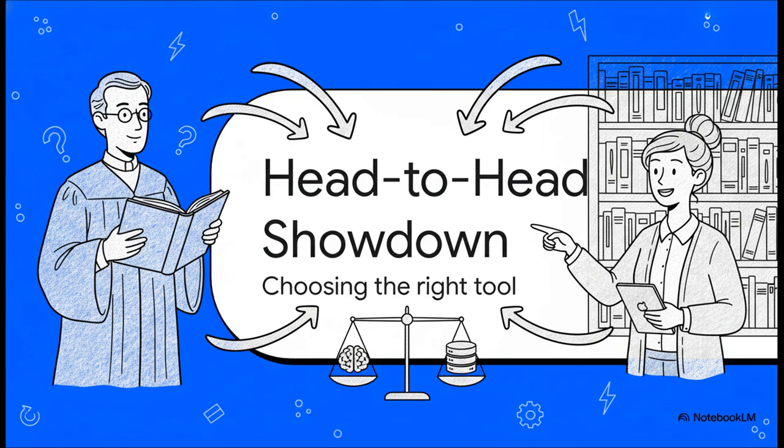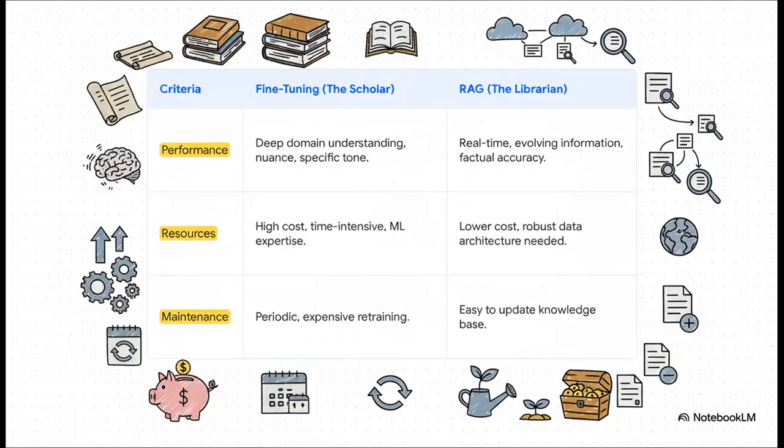Okay, so we've met the scholar, and we've met the librarian. Now let's put them in the ring for a head-to-head showdown. But remember, the goal here isn't to declare one overall winner. It's about figuring out which tool is the right tool for the job. And this chart does a great job of laying it all out. You can see it right there. Fine-tuning the scholar is your go-to for deep, nuanced understanding and for getting that specific tone just right. But RAG, the librarian, is the undisputed champ when you need real-time, evolving information and hard, factual accuracy. And then you look at resources and maintenance, and the story couldn't be clearer. Fine-tuning is a massive effort, while RAG is so much more agile and way cheaper to keep up to date.